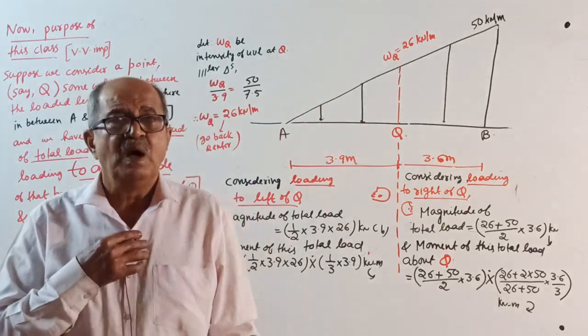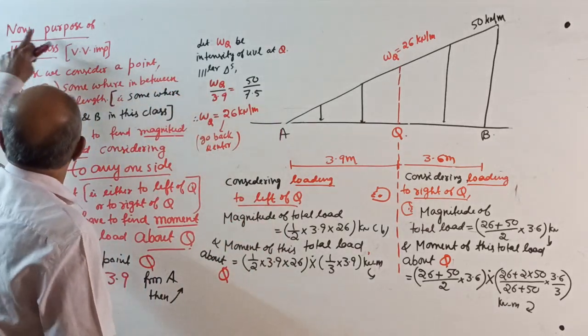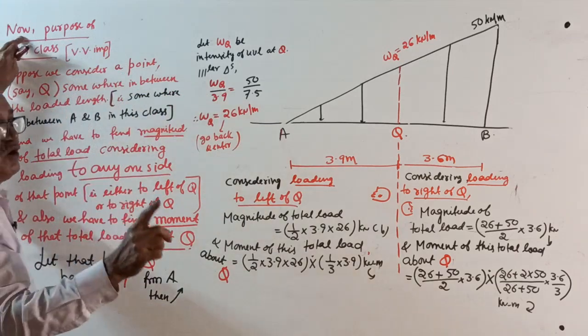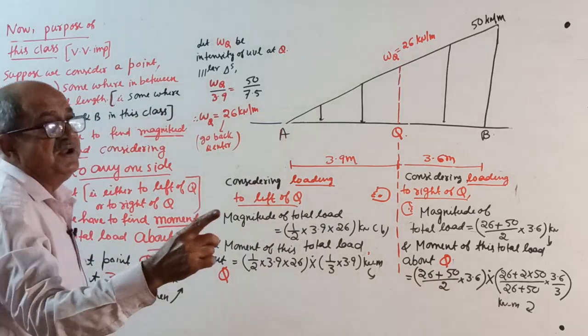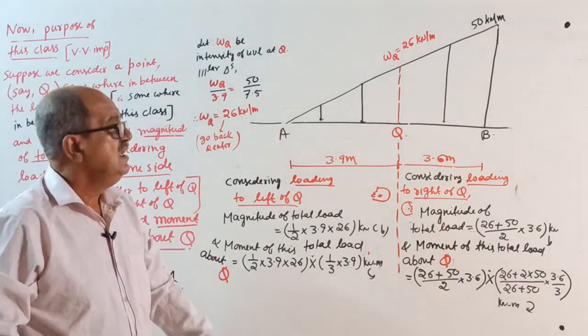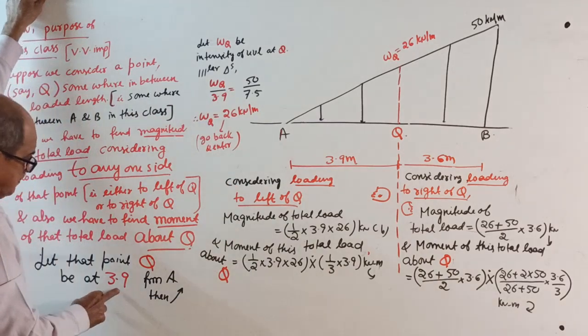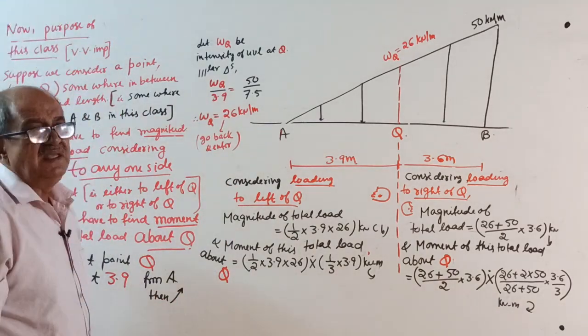Start now. Now come here. Once again you have to write the purpose of this class. All I told you, one point Q is required. Now I won't repeat. I told you Q will be at 3.9 from A. There is one small problem.